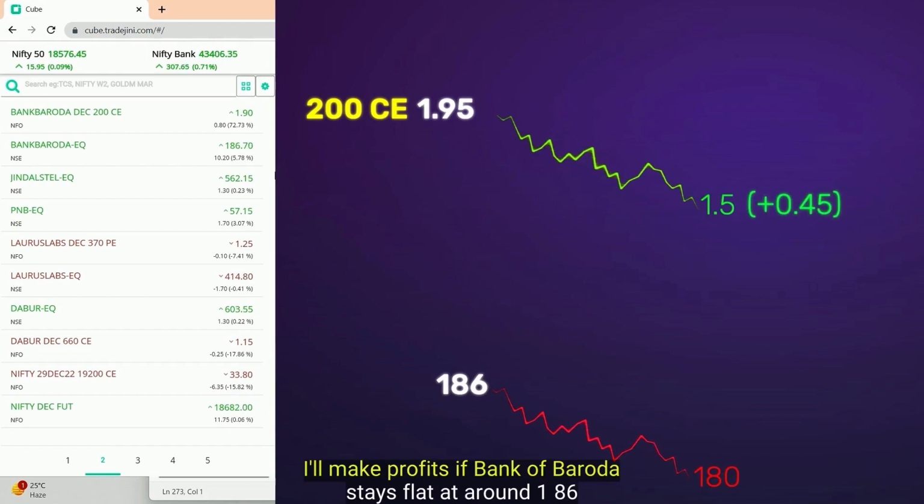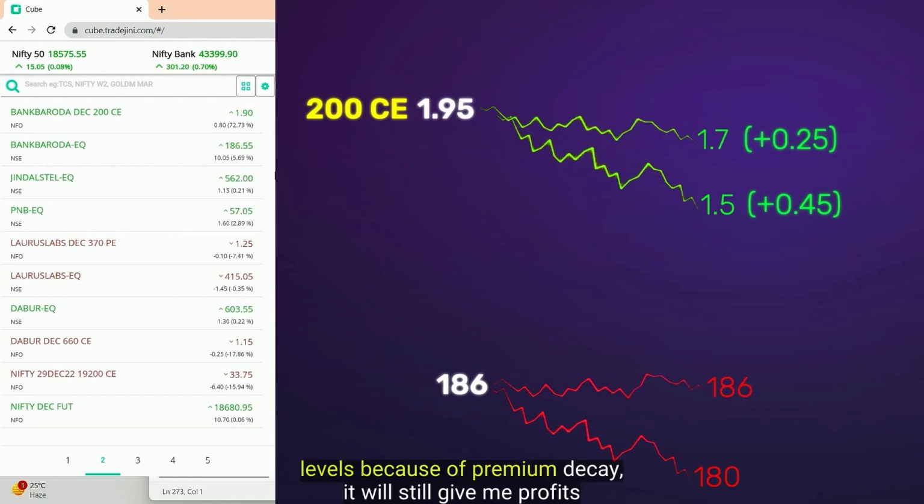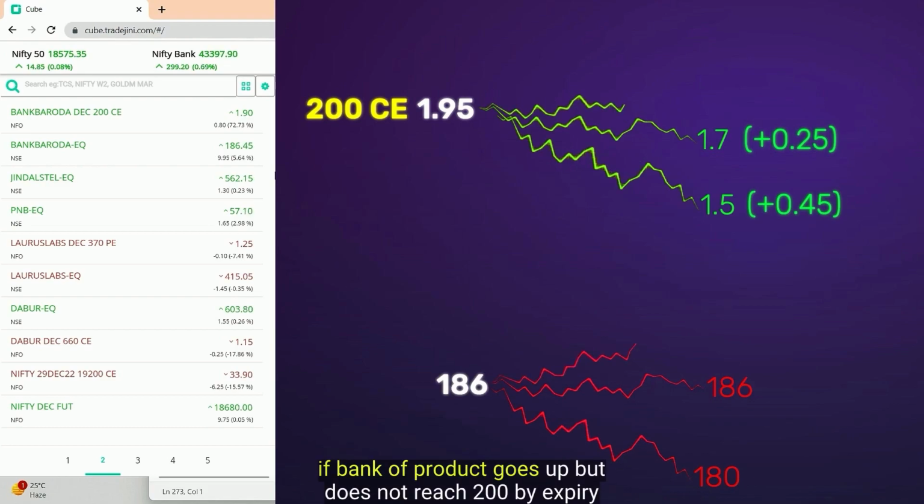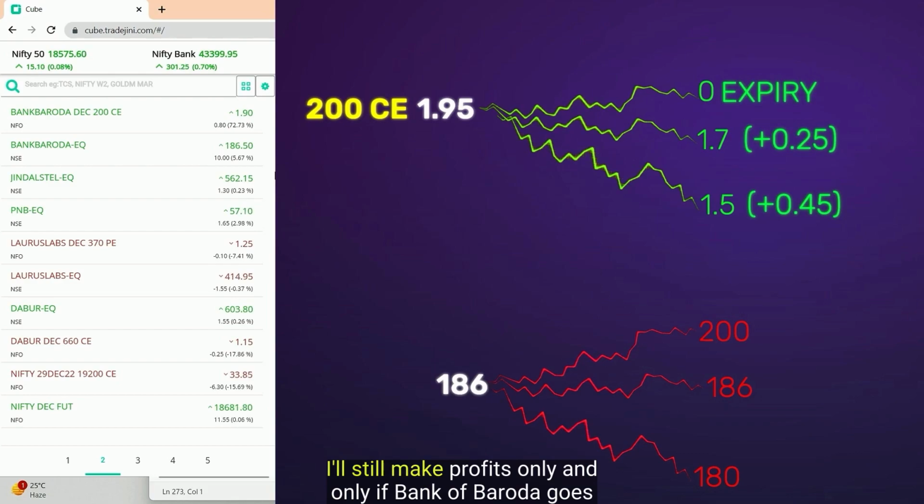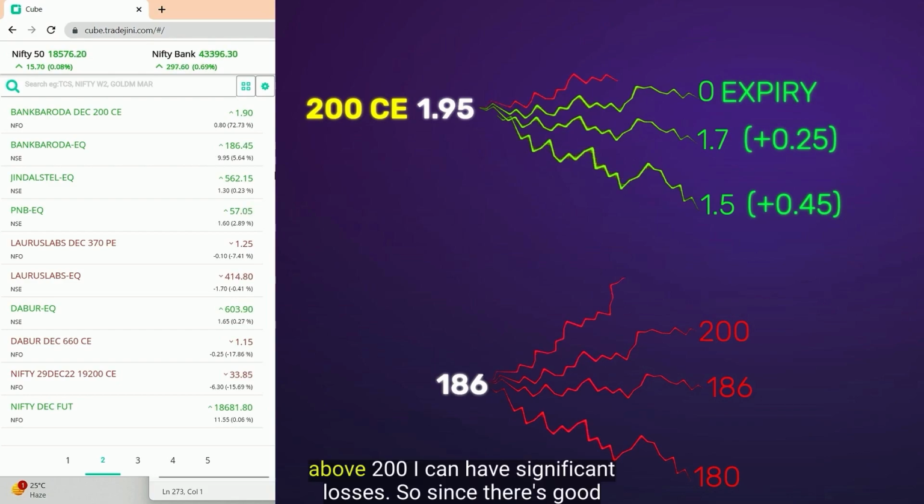If Bank of Baroda stays flat at around 186 levels, because of premium decay, it will still give me profits. If Bank of Baroda goes up but does not reach 200 by expiry, I'll still make profits. Only and only if Bank of Baroda goes above 200, I can have significant losses.